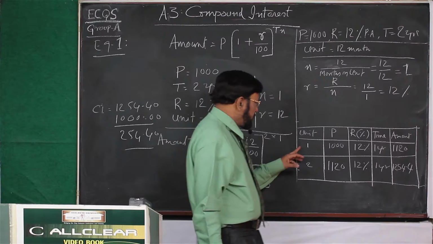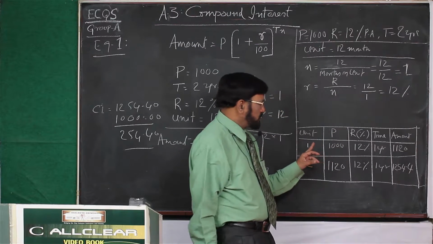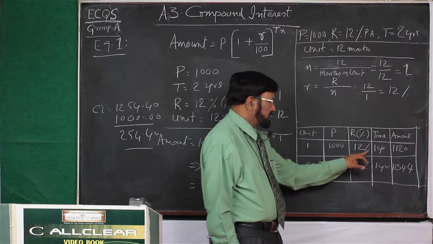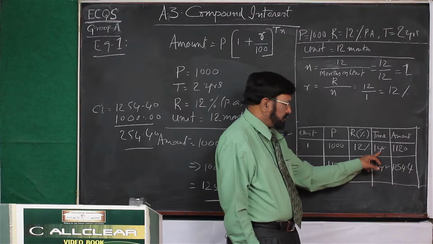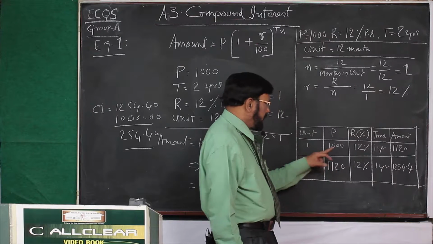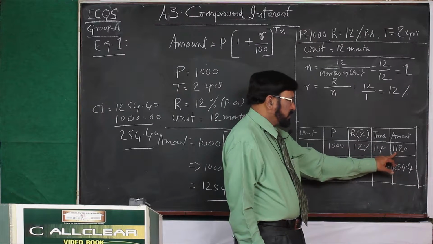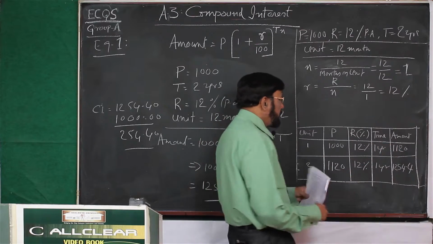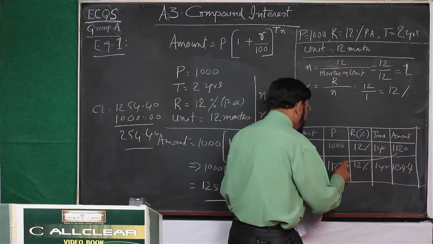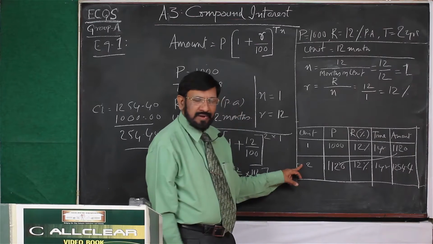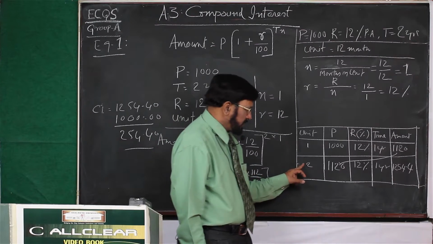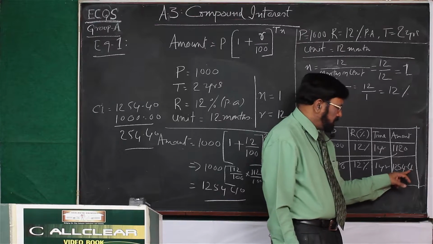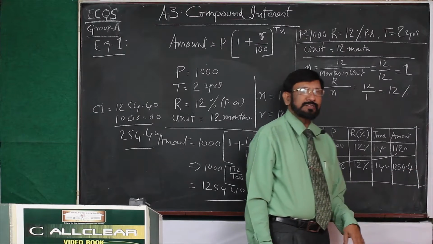Now, you can cross verify like this also in this table. P 1000 at 12% for time 1 year, the first year, is calculated to 1120, and this will become the principal for the second unit period, or the second year. Then you calculate that you got 1254 rupees 40 paise.